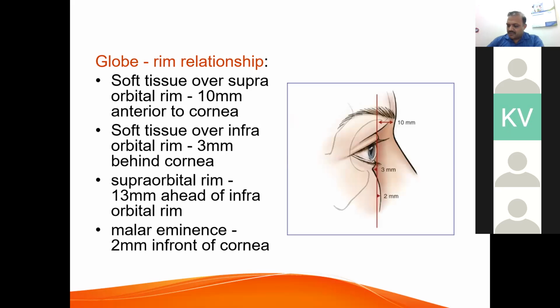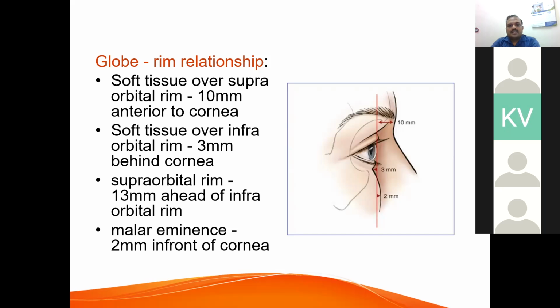Coming to the next portion of the discussion, the relationship of the globe with the rim. You draw a line on the anterior most projection from the globe, the anterior cornea, so a vertical line is dropped. The soft tissue over the supraorbital rim is 10 millimeter anterior to the cornea, and the soft tissue over the infraorbital rim is 3 millimeter behind the cornea. That should be the ideal proportions.